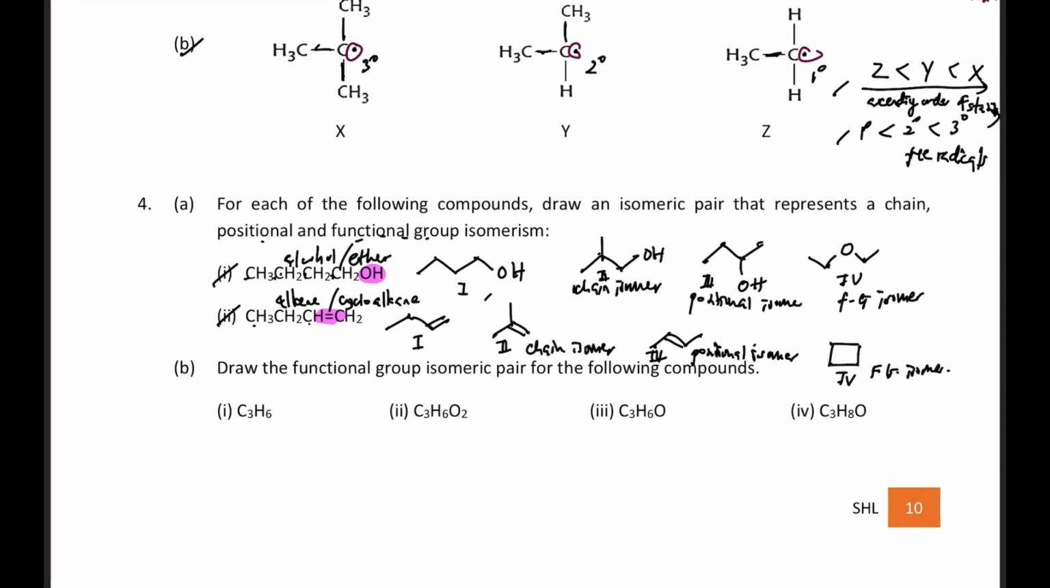Okay, number 4B. Draw the functional group isomeric pair for the following compounds. So first kali kita ada C3H6. Okay, kalau ada begini, CnH2n kan 2 kali ada. Tiada oksigen kan, of course dia adalah pasangan alkene dan cycloalkane. So kita just draw 1, 2, 3 alkene and 1, 2, 3. Sudah selesai. Okay, that's your 2 structure.